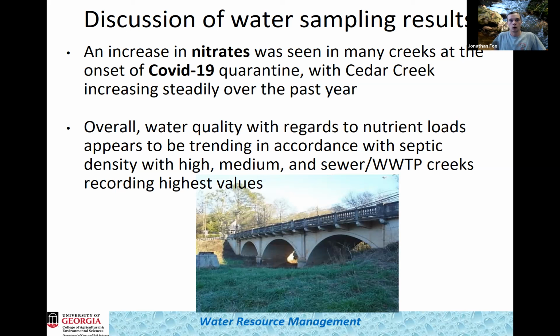But overall, water quality tended to trend with nutrient loads. The highest had the high numbers of nitrates and bad water quality, and then the medium and the sewer creeks were a little bit higher than that. Then the low density creeks were pretty clean.